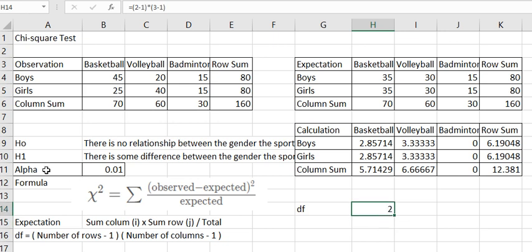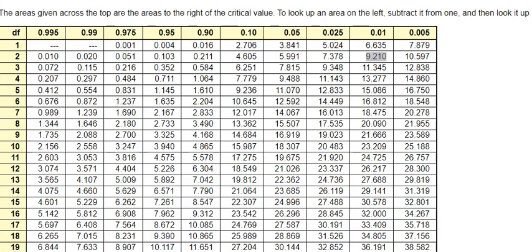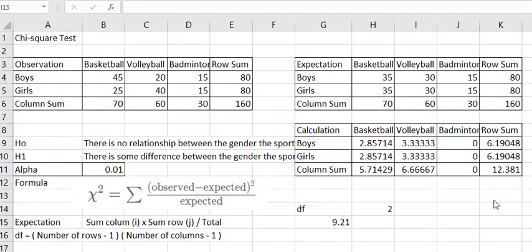Now in the question, we have alpha, which is 0.01. So we can see that the df equals 2 and alpha is 0.01. We got 9.210. Now we need to compare this one and this one.